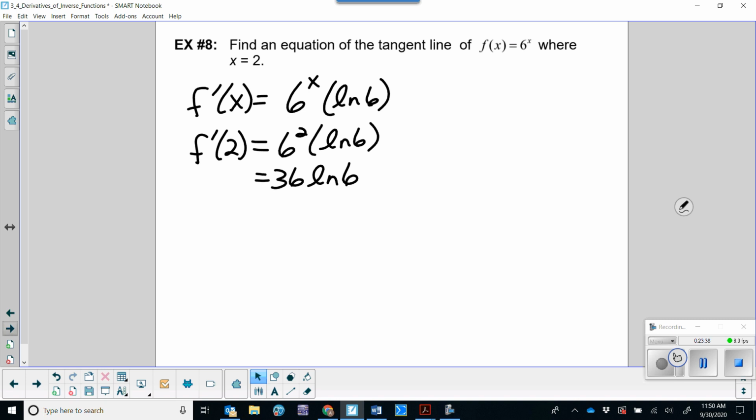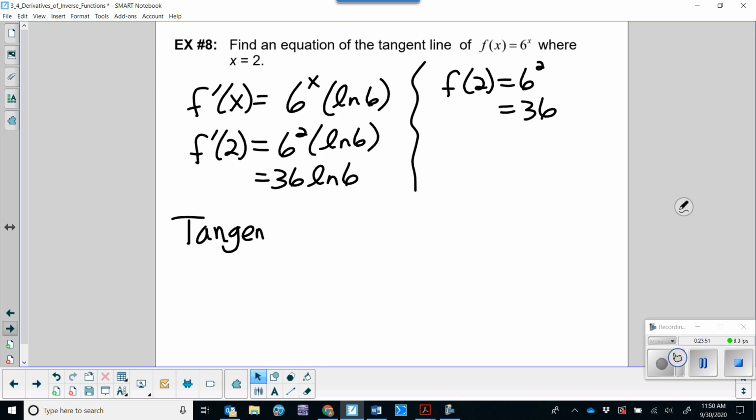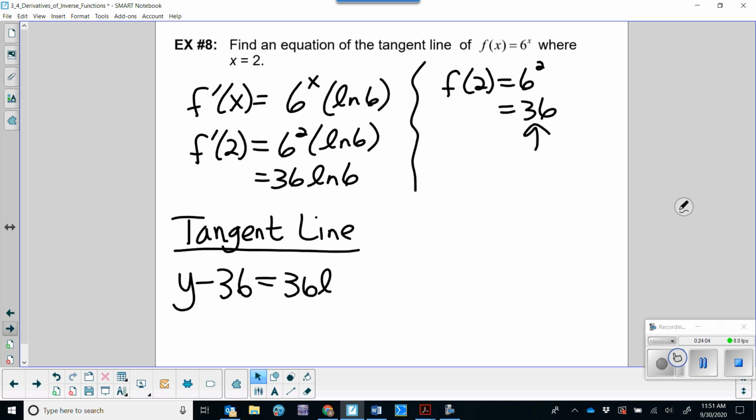And then I also need a point, so I'm going to have to find f of 2, which is 6 squared, which would be 36. So now I have my point and my slope, so I can then write my tangent line. So always, again, identify what you're doing. So my tangent line is y minus the y, which we just found was 36, equals your slope, which is 36 ln of 6, times x minus the x, which was 2.